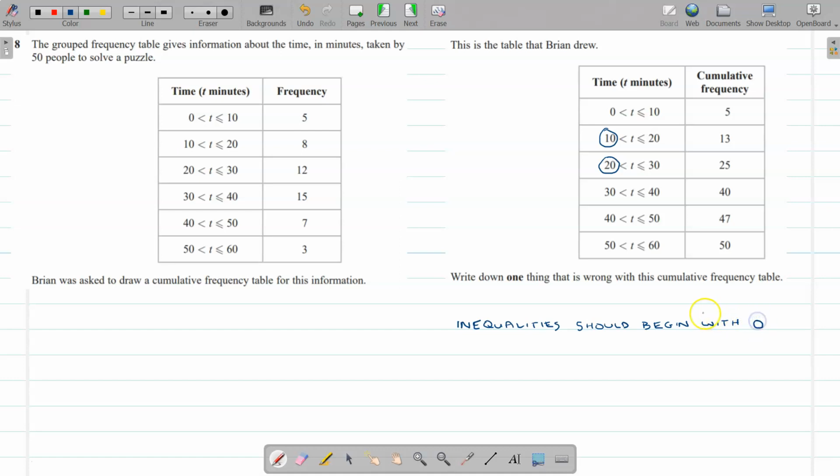Now, what we're doing is we're actually saying what should be in place, which is another way of saying what's wrong with it. So that's fine. You could give an example if you wanted to. You could put, for example, 20 less than t less than 30 should be 0 less than t less than or equal to 30. If you give an example, in fact you could just do that alone and that would be enough. So there's more than enough there to get that mark.